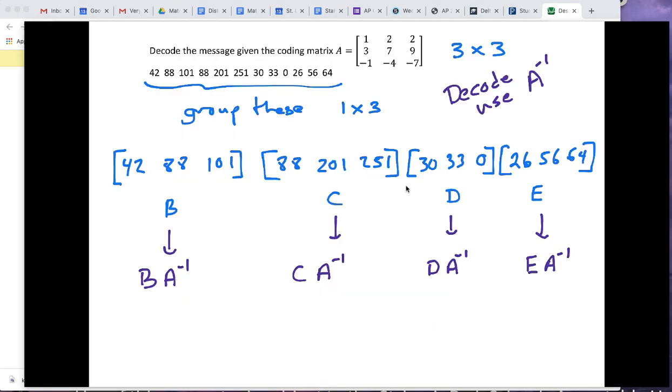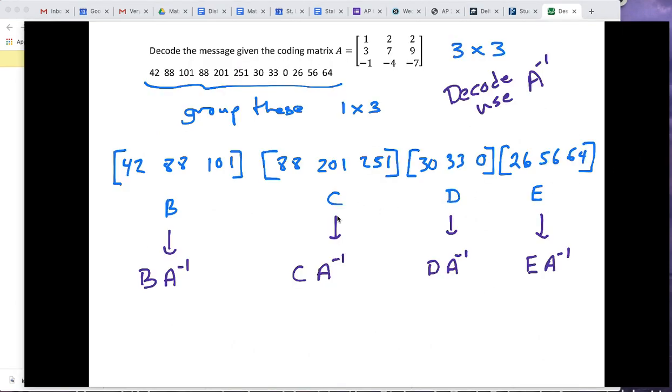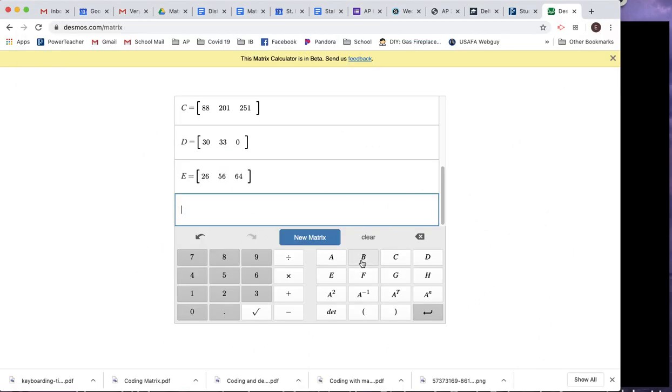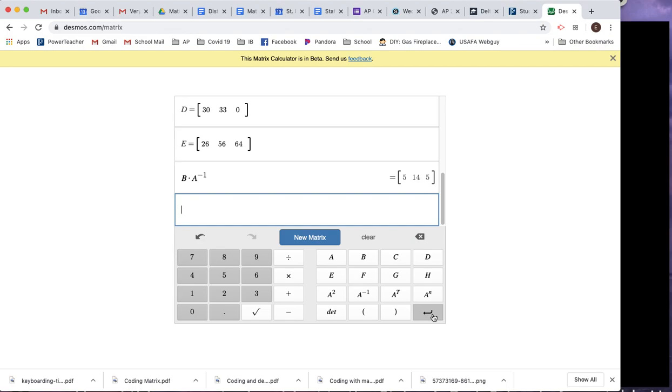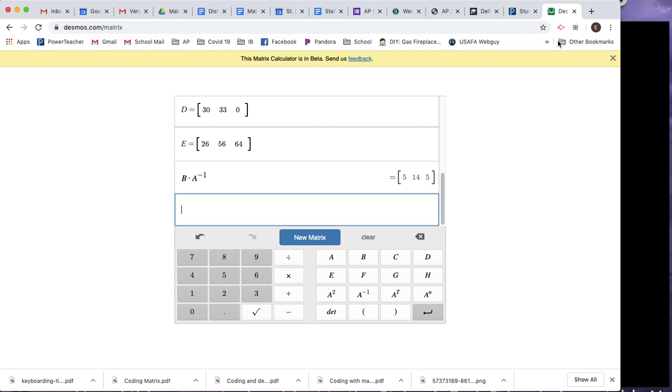So if you look back, here's my matrices. So now I'm going to do some calculations. Now if you look back to what I said, I'm going to take matrix B times the inverse of A. So I'm going to do matrix B times A inverse. And what do I get? I get a matrix that has three numbers, 5, 14, 5. Okay, so I just wrote that down, 5, 14, 5. Okay. Now, I'm going to do matrix C times A inverse.